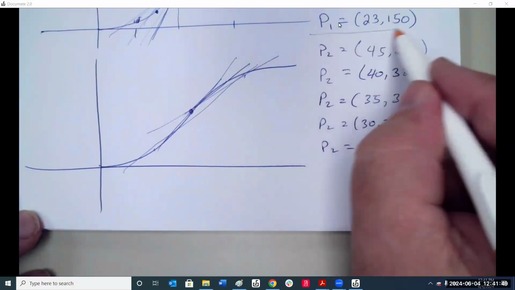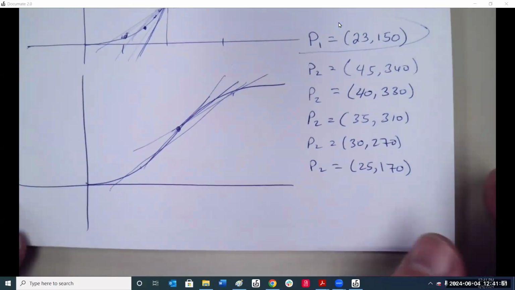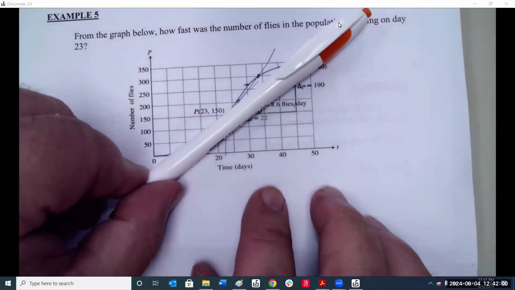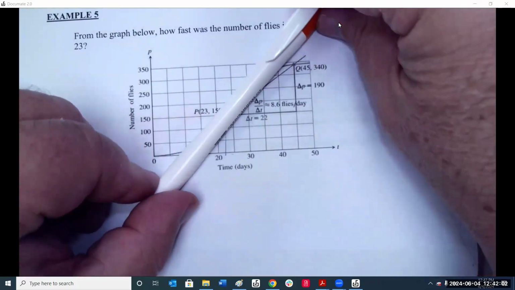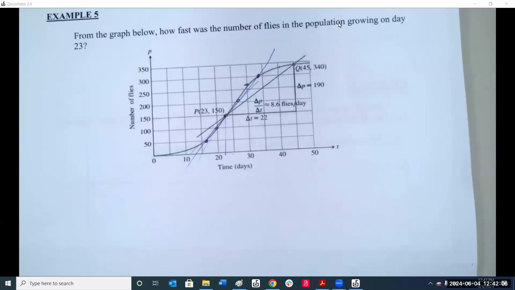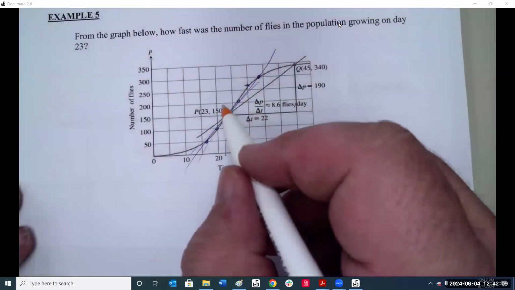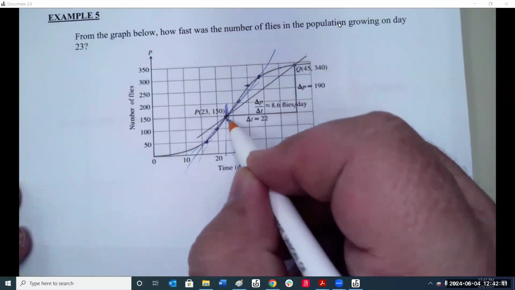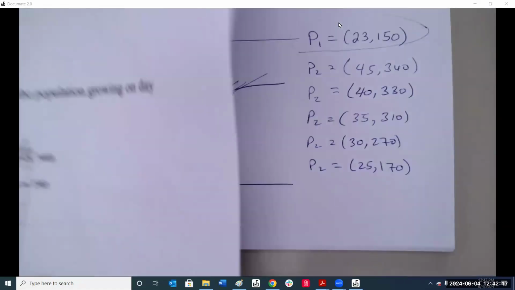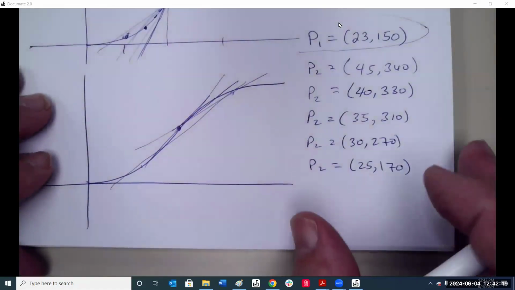I'm going to fix point 1 at the point we're looking at. And if you notice what's happening with each of these points that I'm picking, the slope of the line is getting more and more steep. The closer I get to this point, the more accurate my approximation will be. So let's do those.